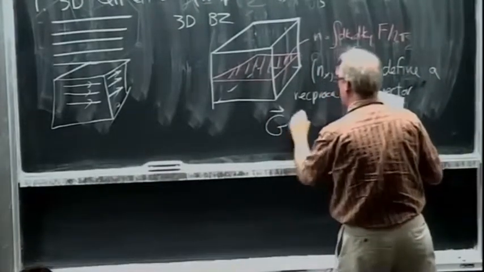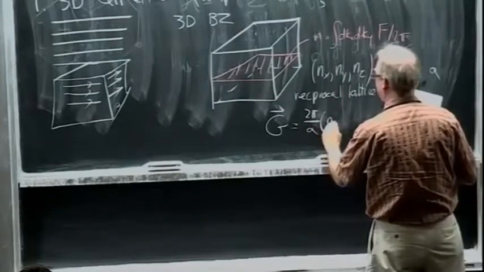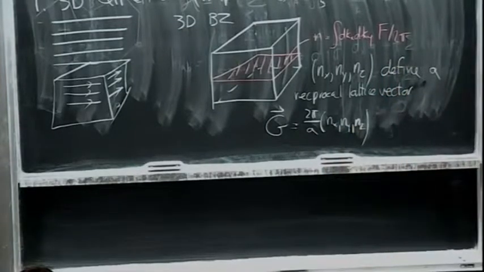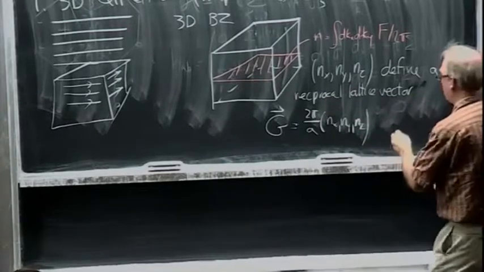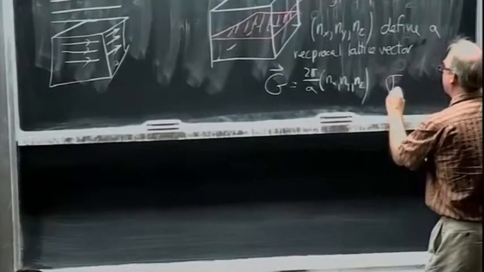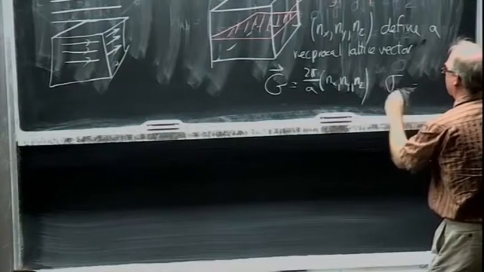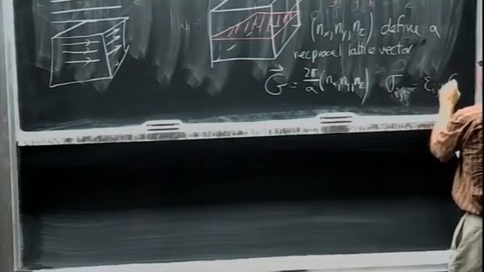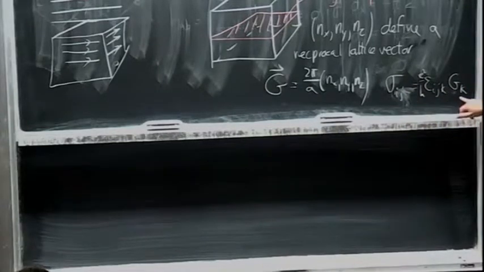G, which is like if I have a lattice constant of a, 2 pi over a times nx, ny, and nz. Okay, and this gives a quantized Hall conductivity. Let me write it as sigma ij is equal to epsilon ijk g k, times e squared over h. Okay, and notice this is a 3-dimensional conductivity.